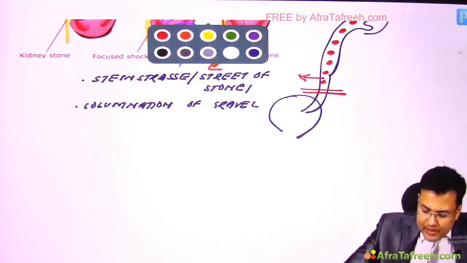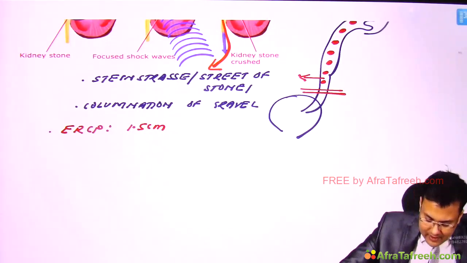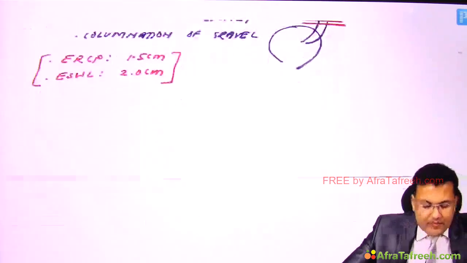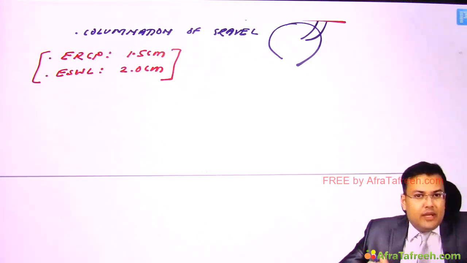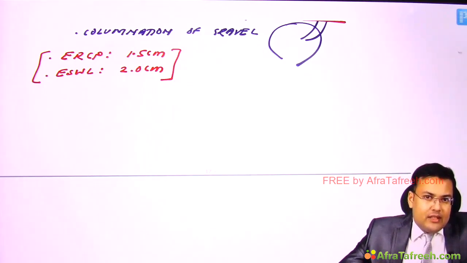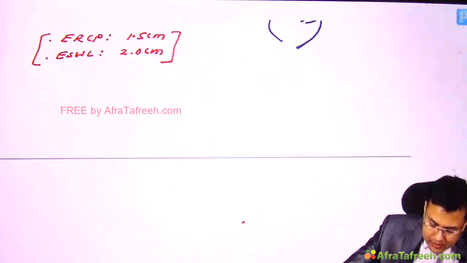So you have to remember this question related to ERCP: the maximum size of stone removed by ERCP is 1.5 cm, and for renal stone by ESWL the maximum size removed is 2 cm. So one, the size which can be removed is 2 cm. Second, the stone should not be very hard. We discussed that cystine stones are very hard and not easily broken by ESWL. Apart from cystine stone, there are 3 other stones which are very hard. Clear? So what are the hard stones?